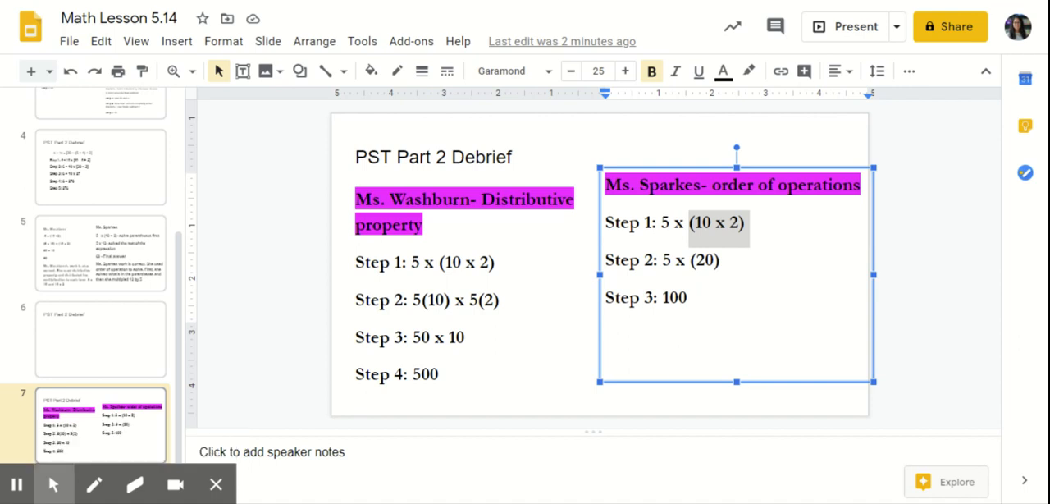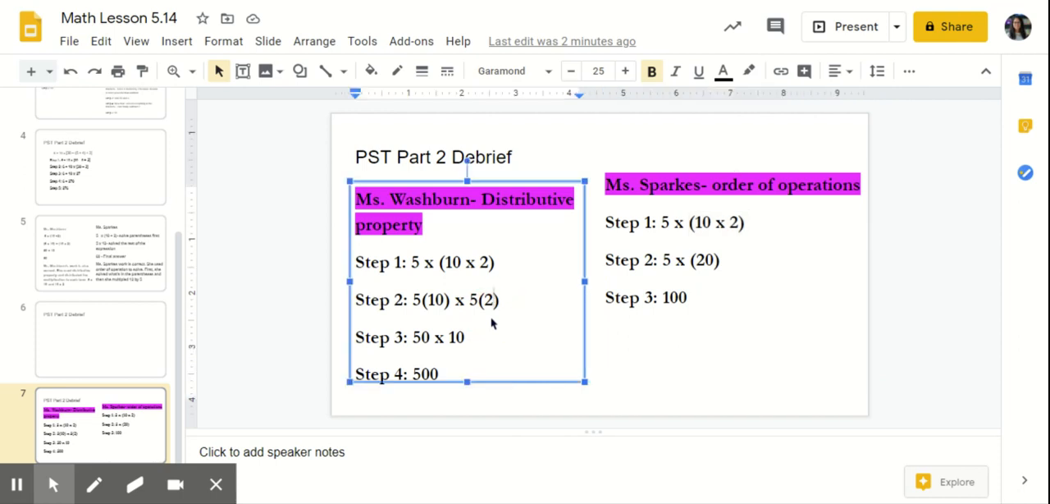From looking at Ms. Washburn's work, I know that she used the distributive property to solve this expression. From the first part of the PST, we did learn that we could get the same answer. So I'm going to take a look at her first and her second step. I can see here that she distributed the multiplication to each term. So here we have 5 times 10, and then she did 5 times 2, which is how she got to step 2.